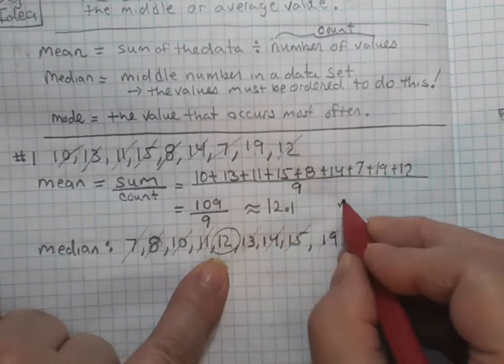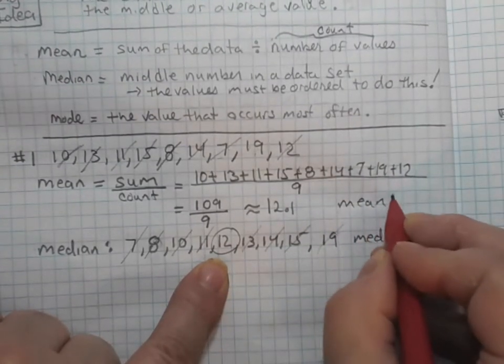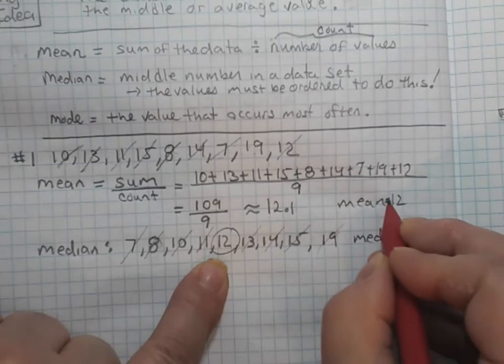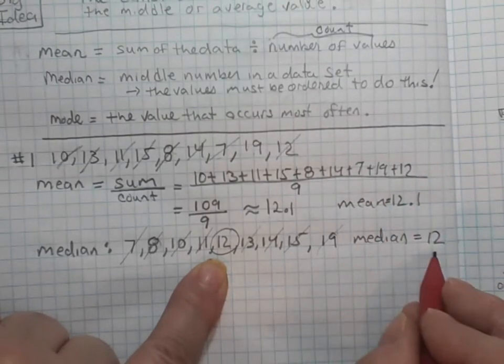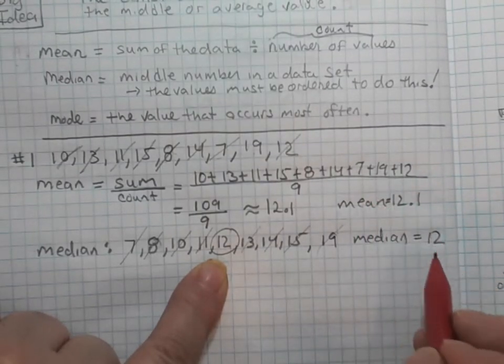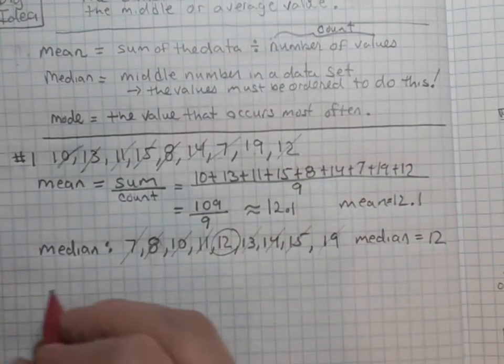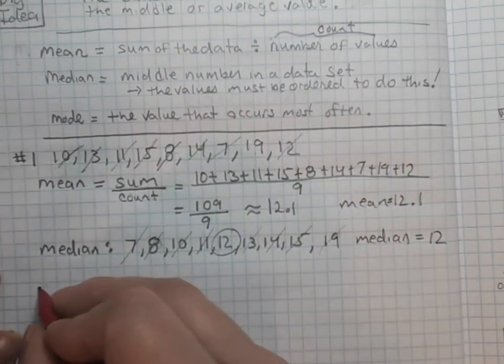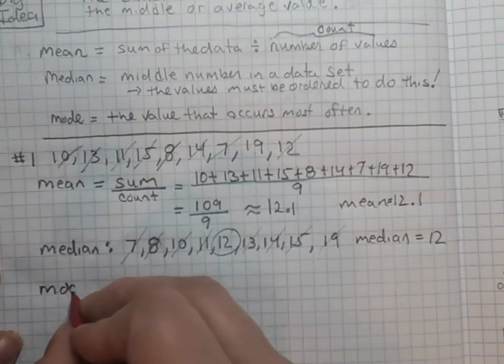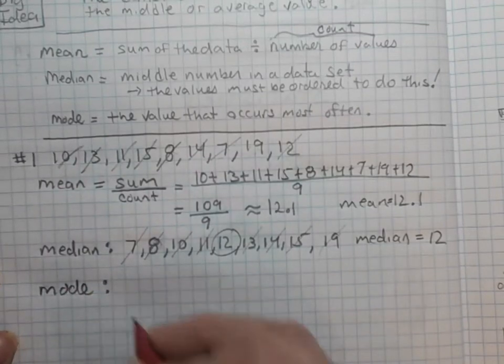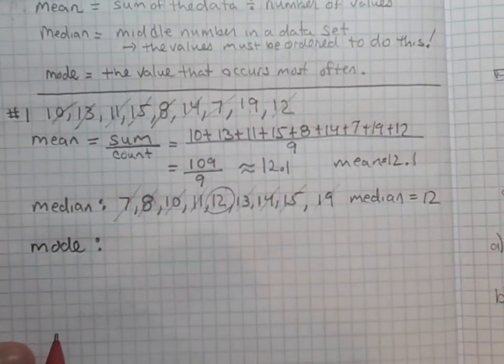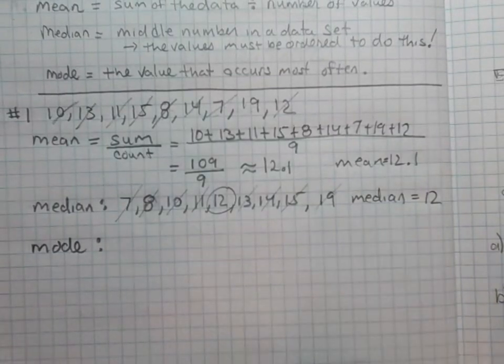Okay, so far I have a mean of 12.1 and a median of 12. You can see they're very close together in this set. All right, and then finally we're going to do the mode. The mode is going to be the most popular number.